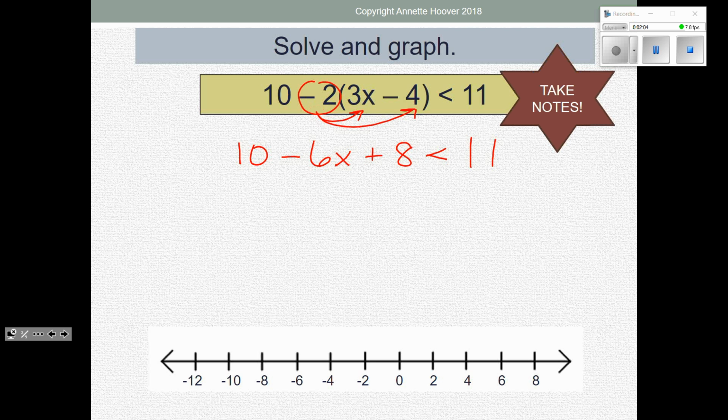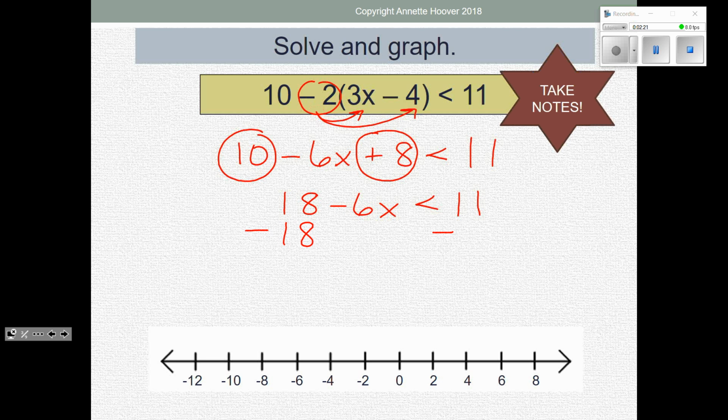Now on the left side of the equation, we will identify that there are some like terms that we need to combine first. We have a 10 and a positive 8. That gives us 18 minus 6x is less than 11. Now we have our two-step equation. So we continue by subtracting 18 on both sides. The 18s cancel out. You're left with negative 6x is less than negative 7.